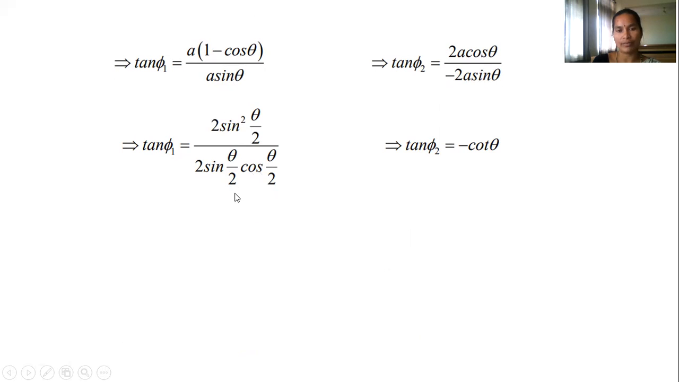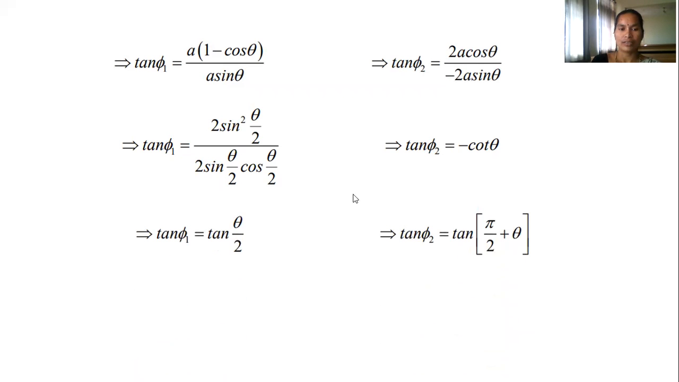We'll get the phi 1 easily. But here if you observe for the second equation, we have minus cot theta. Using the ratios of the allied angles, we can convert minus cot theta as tan of 90 plus theta, that is tan of pi by 2 plus theta. So therefore, tan of phi 1 is equal to tan theta by 2. Second curve, tan of phi 2 is equal to tan of pi by 2 plus theta. So that tan everywhere gets cancelled. For the first, phi 1, we'll get theta by 2. And the second curve, phi 2, we'll get as pi by 2 plus theta.